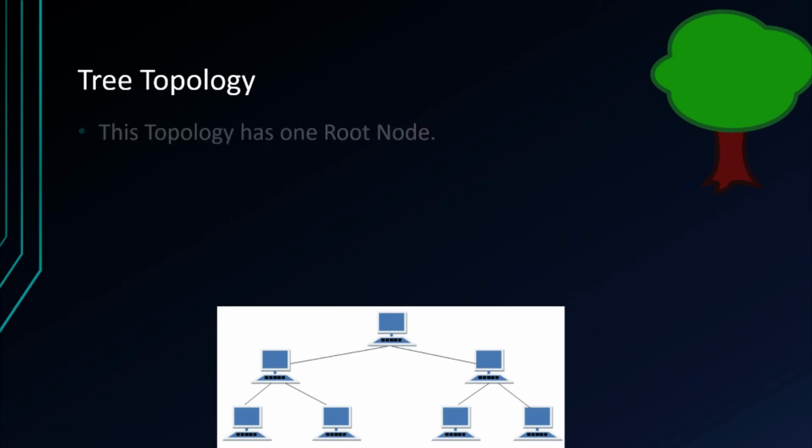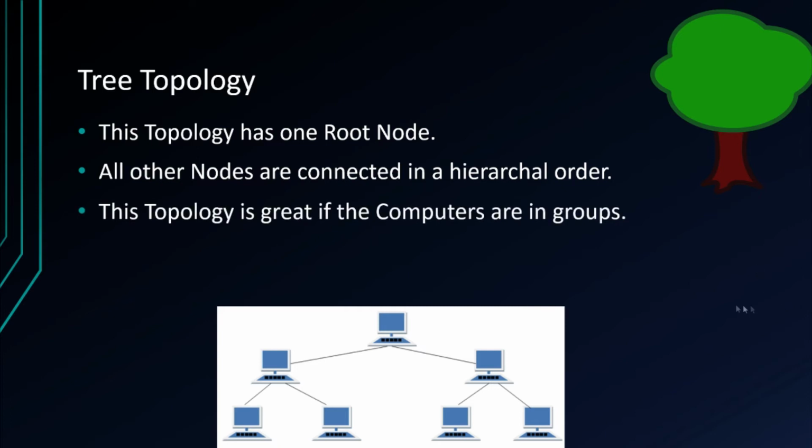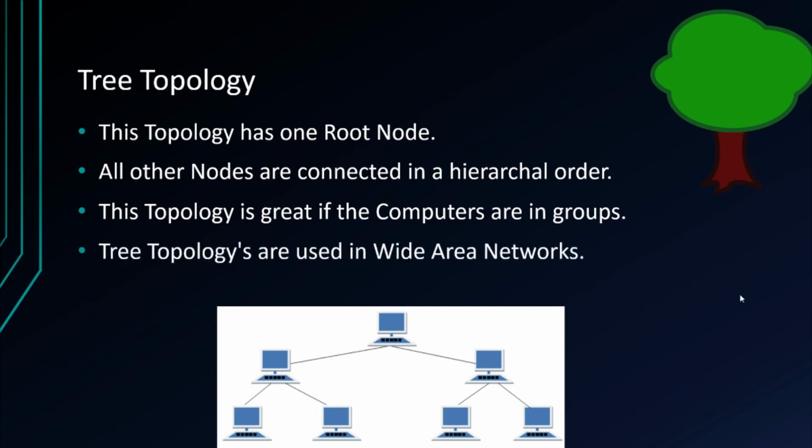So let's talk about the tree topology now. This has one root node, and the rest of the nodes are connected in a hierarchical order. So you can see here that the root node and then the others lead down in a hierarchy. This topology is great if the computers are in groups, as there's not enough distance for the data to travel. And these topologies are most commonly used in wide area networks. And with a tree topology, the hierarchy should have at least 3 levels.